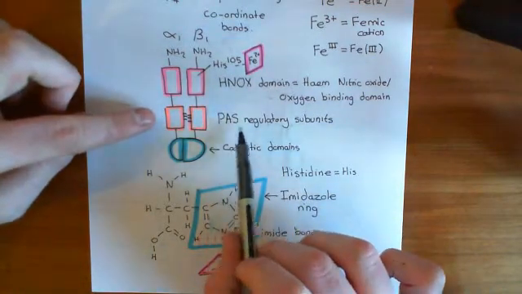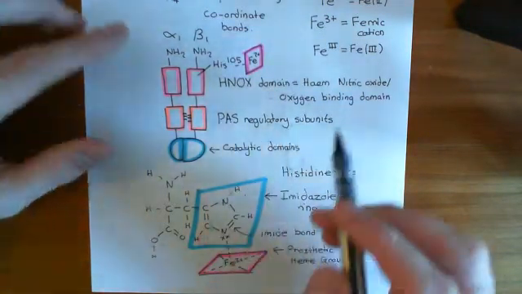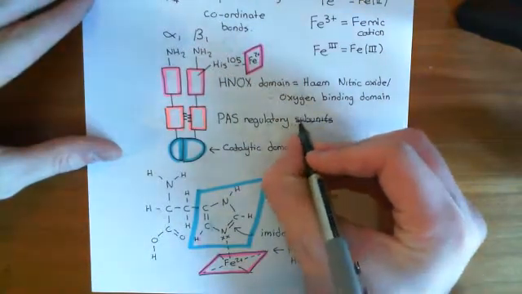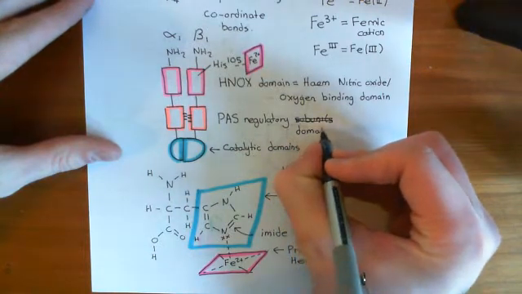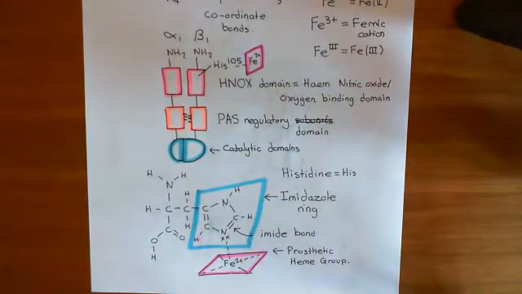Then we have the PAS regulatory domain. That should say PAS regulatory domain, not PAS regulatory subunits. So this is the PAS regulatory domain. So you have a PAS regulatory domain on each one of the two subunits, and these PAS regulatory domains bond to each other basically and hold the two subunits, the alpha and the beta subunit, together.